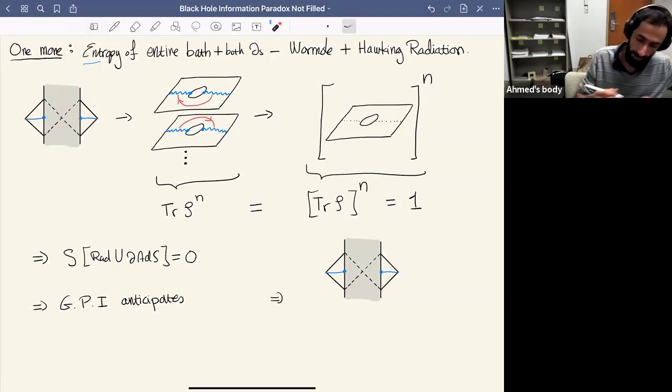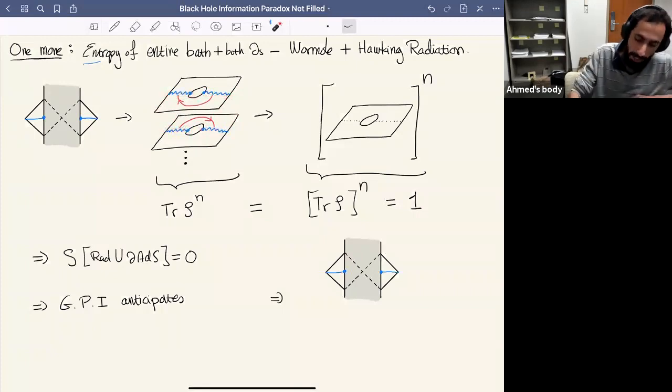But gravity does not cease to amaze. So consider again the same computation. What you have to do is consider the density matrix and take n copies. Note that, so we have not filled in gravity yet, this entire half region here gets glued to the entire top region here. But the gluing is only along the blue lines.